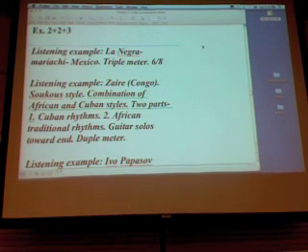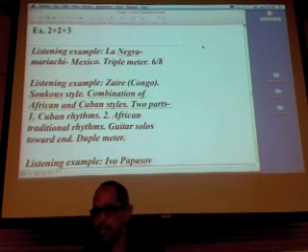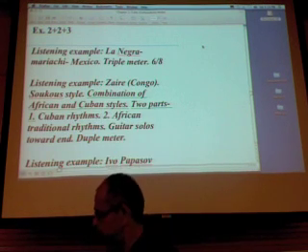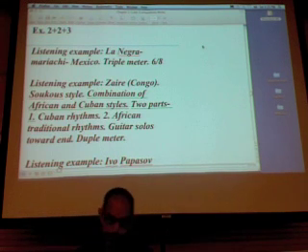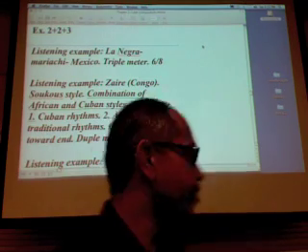Both in duple meter. That's CD2 number 12, I believe. CD2 example number 12. Let's move on.